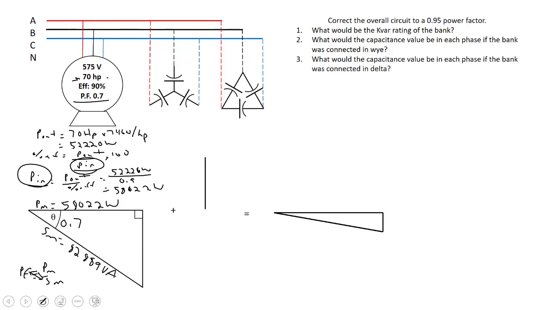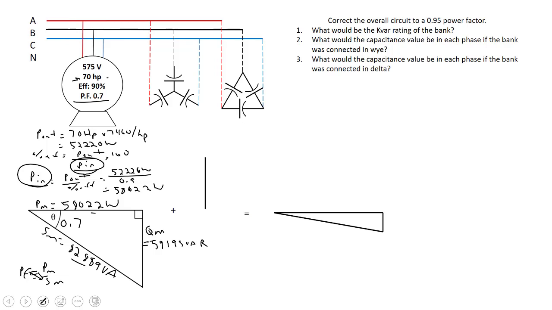Now the quadrature power of this motor, the lagging VARs it requires to operate, we can use Pythagorean theorem. So S of the motor squared minus P of the motor squared, and square root that, and it should come to about 59,195 VAR. All right.